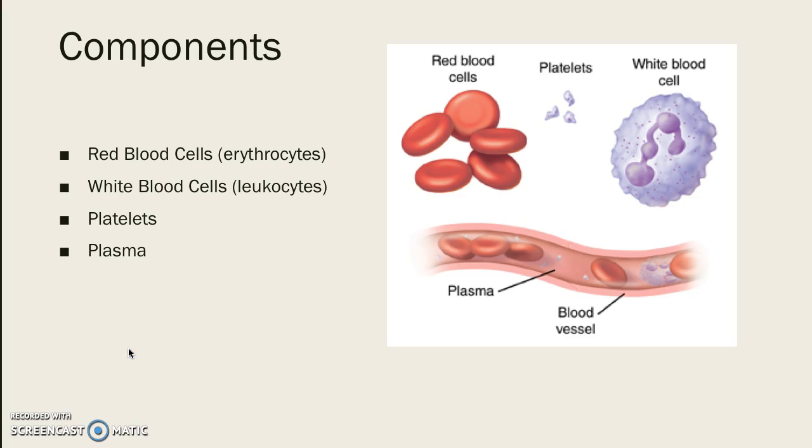So what are the components that make up blood? Well, there are red blood cells that are also known as erythrocytes. There are white blood cells, which are also known as leukocytes. There are platelets, and there's plasma. As you can see in the diagram, the red blood cells are those red disc-like shaped figures. The platelets are these tiny little globs. The white blood cells is this huge white circular figure. And then the plasma is actually the liquid that is in between all of those components.